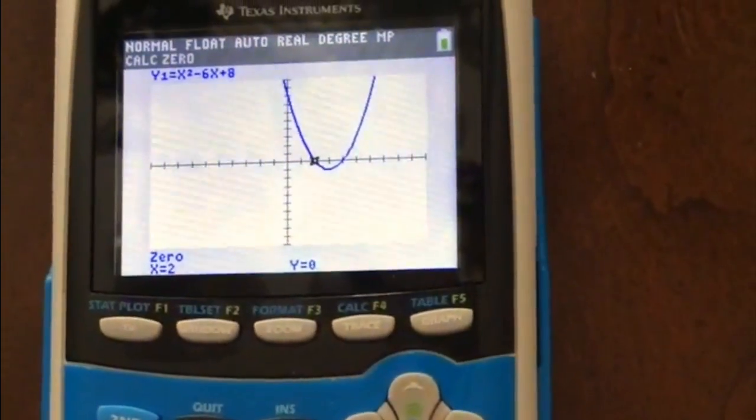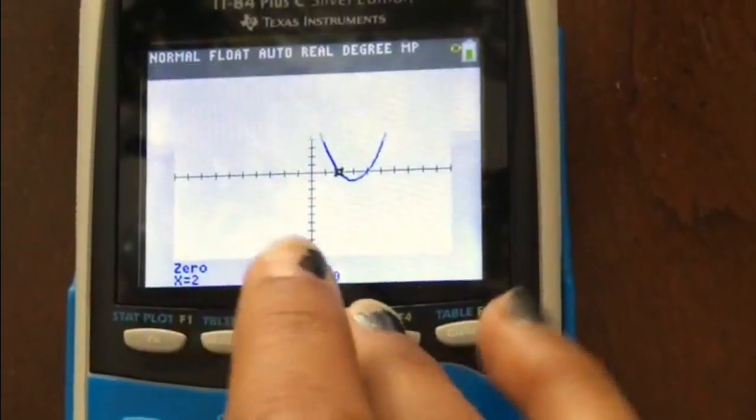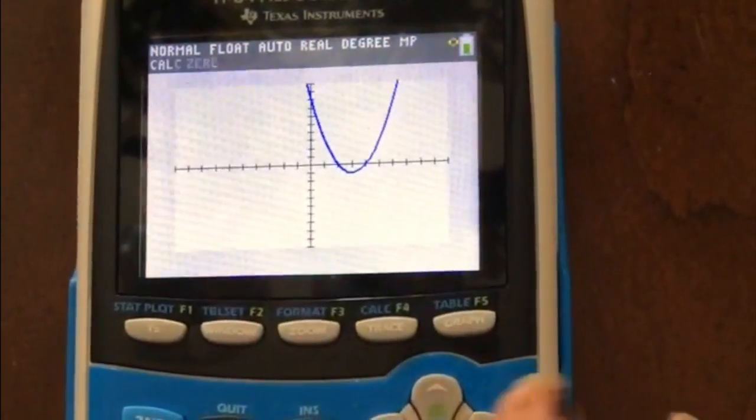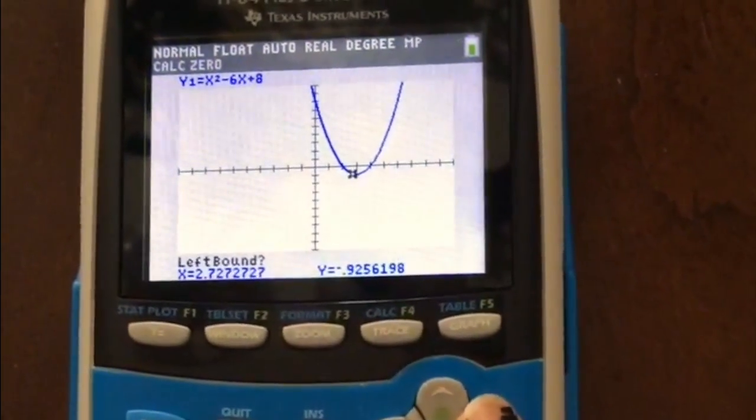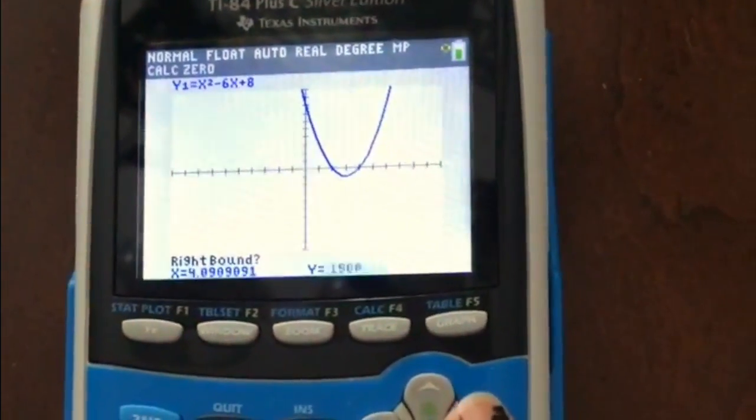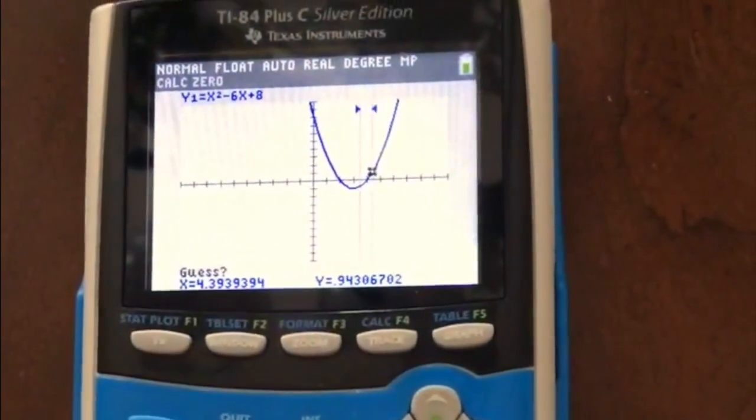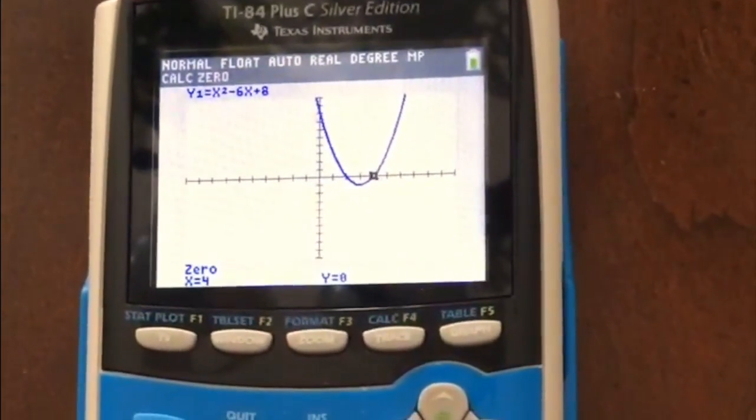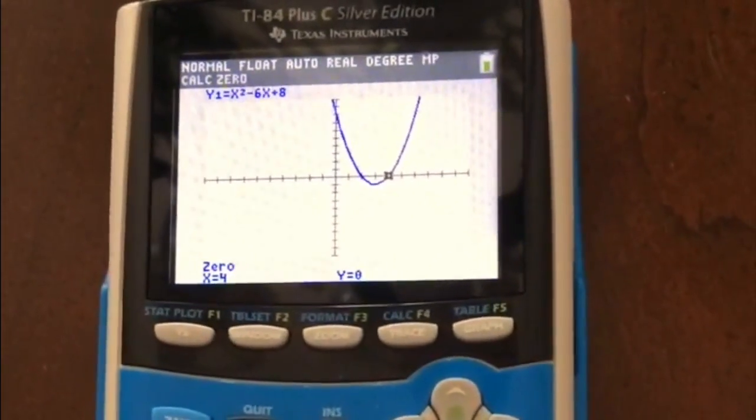And then for the second one, you do the same thing. Second calc, zero, move to the left of it, and then to the right. Guess, and then click enter, and then it'll give you your second one, which is x equals 4.